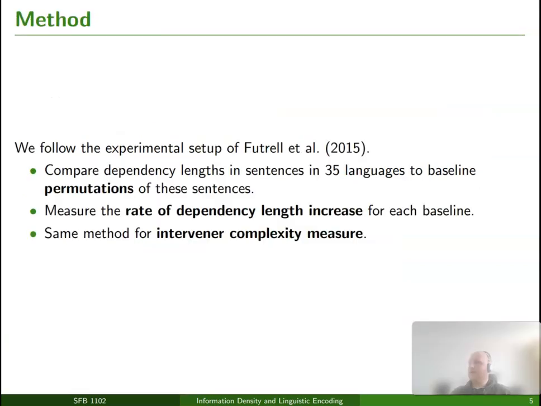So our experimental setup broadly follows that of Futrell et al. 2015. We compare dependency lengths in sentences in 35 languages in CIEP+ to baseline permuted versions of these sentences. We measure the rate of dependency length increase for each baseline, that is how dependency length increases with sentence length. And we follow the same method for measuring intervener complexity measure.